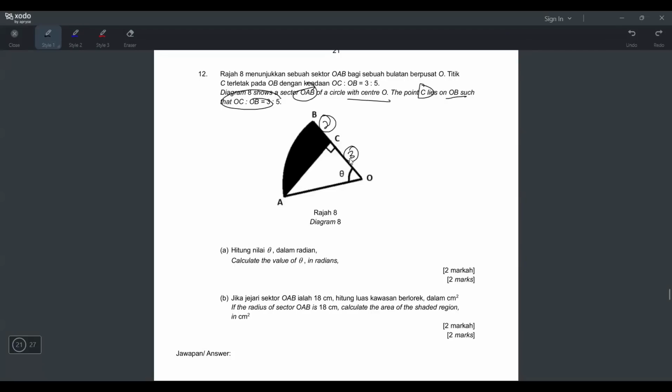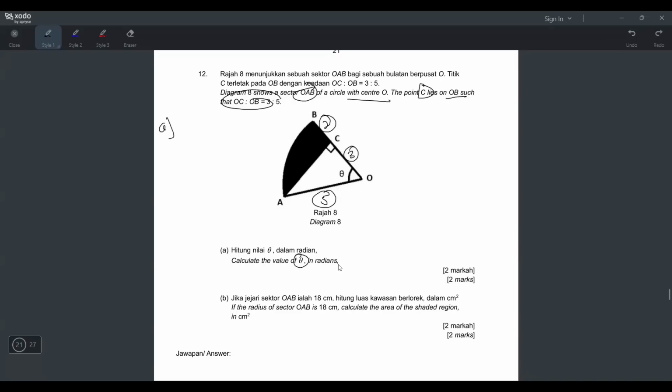So can you tell me what is the ratio for OA? It's 5, right? Although I don't know how long it is, I don't know how many cm. You don't tell me like 5 cm. This is not 5 cm. This is just the ratio, right? But we do know it will be equivalent to 5 because radius and radius will be the same length. But we still don't know the length because they never give us anything in cm right now. So it's okay.